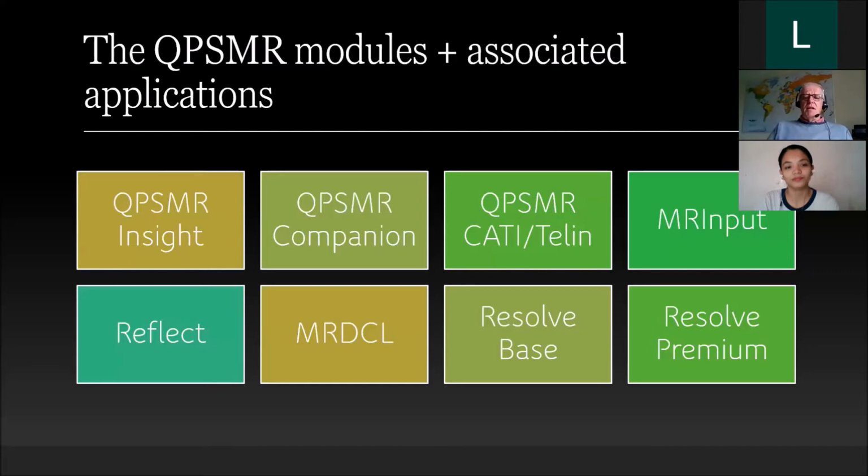And then there's a paid version, Resolve Premium, which we haven't quite released yet, but is coming out later this year. But I put it on this slide for completeness. It will do everything that Resolve Base does, but it will also give you the power to do anything anyone can do in MRDCL by giving you add-ins that can do any type of analysis you want. So it's a sort of halfway house between QPSMR and Resolve Base and MRDs and MRDCL.